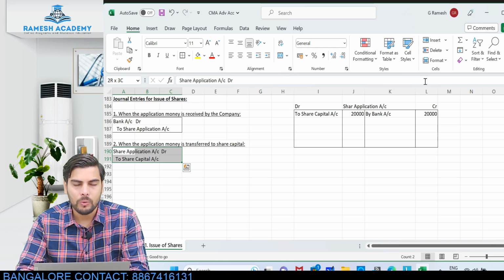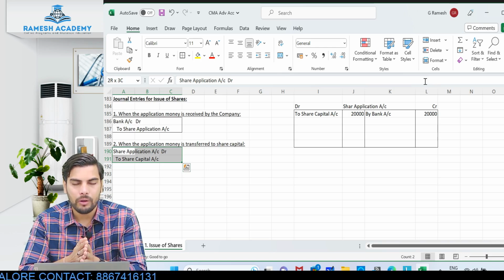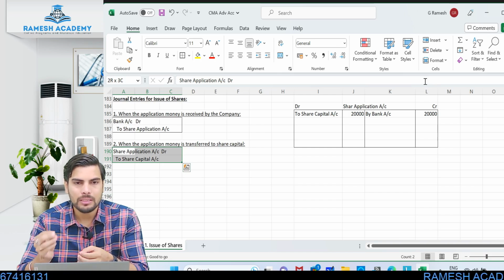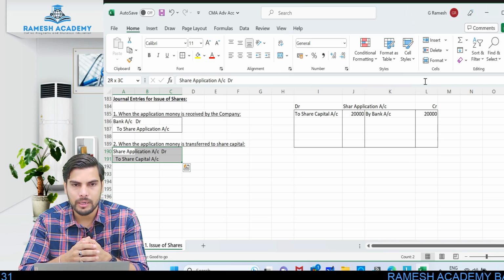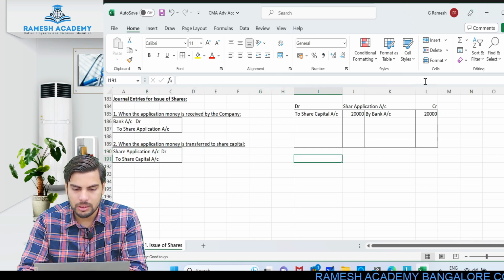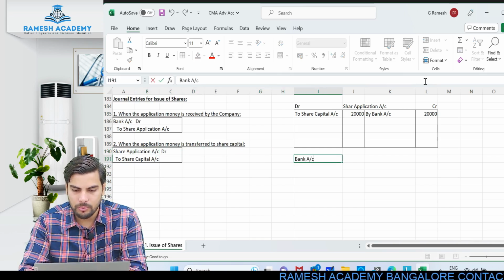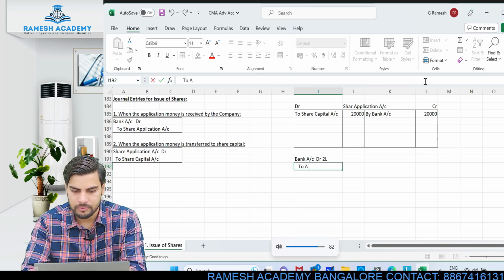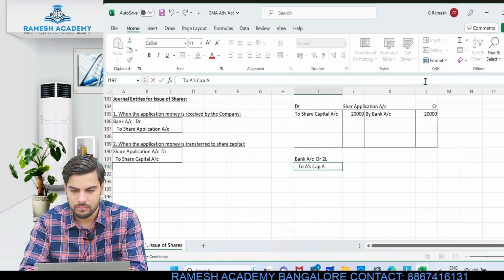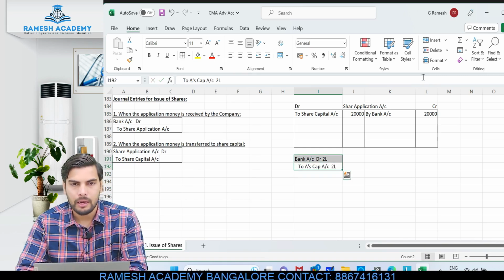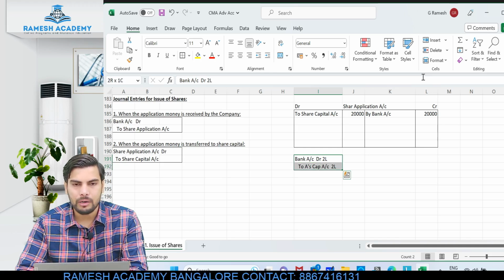Okay, now the ultimate journal entry. What will be the ultimate journal entry with respect to issue of shares? Or let's not worry about issue of shares. Let us say Mr. A started the business by contributing 2 lakh. What would be the entry for this? The entry would be cash or bank account debit 2 lakh to A's capital account. Correct? So bank account I'm debiting and capital account I'm crediting.